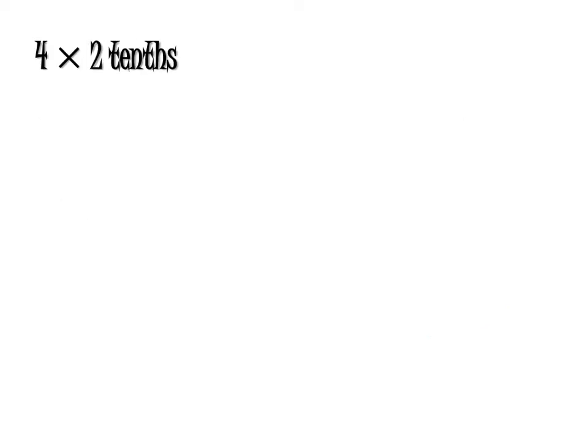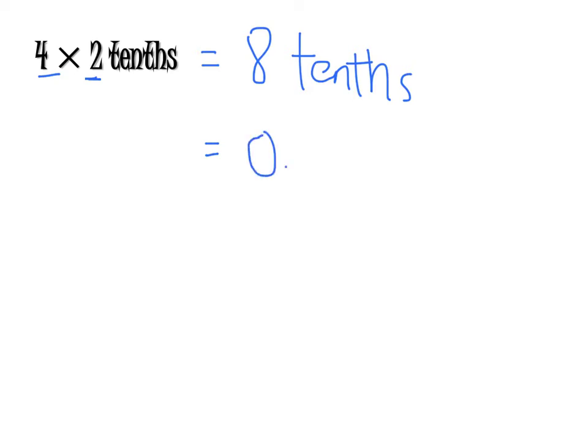So let's start with something simple. If I tell you to take 4, multiply by 2/10, what would that give me? Now you know that 4 times 2 is equal to 8. So 4 times 2/10 is equal to 8/10. And 8/10, if I convert to decimals, this will be 0.8. So 4 times 2/10 is 0.8.